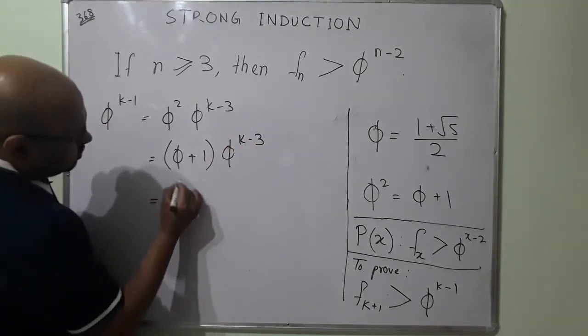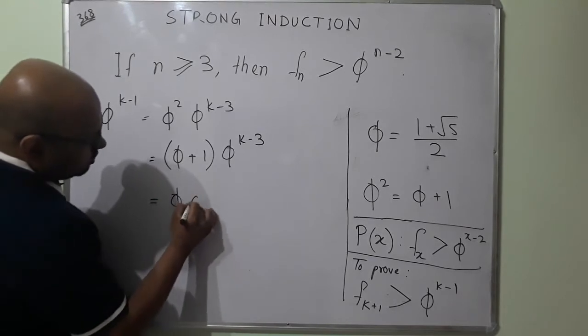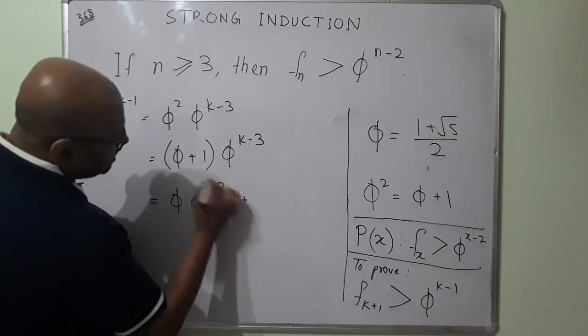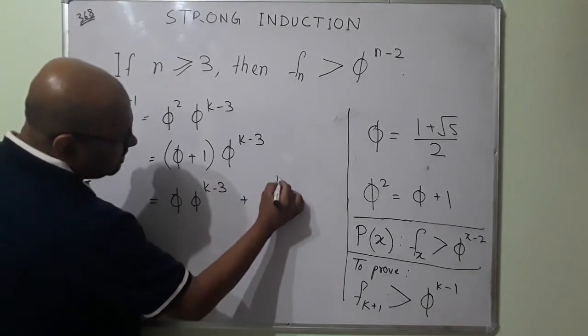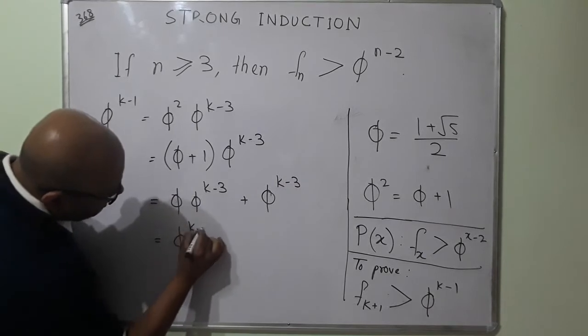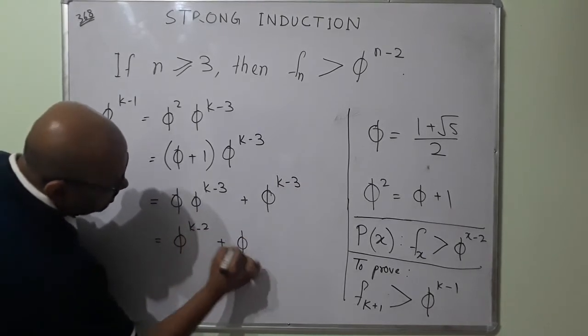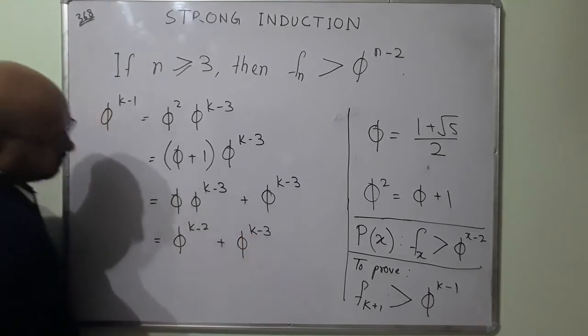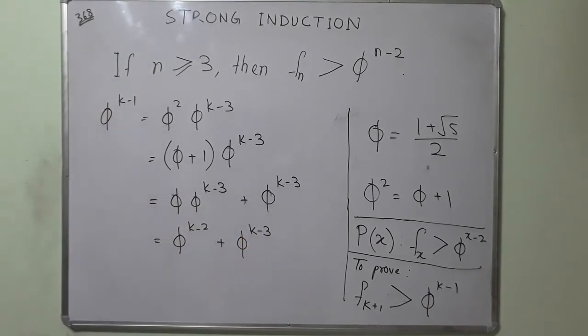So this is equal to 5 into 5 to the power k minus 3 plus 1 into 5 to the power k minus 3. So this is equal to 5 to the power k minus 2 plus 5 to the power k minus 2 plus 5 to the power k minus 3. Alright, so this is something that we have seen.